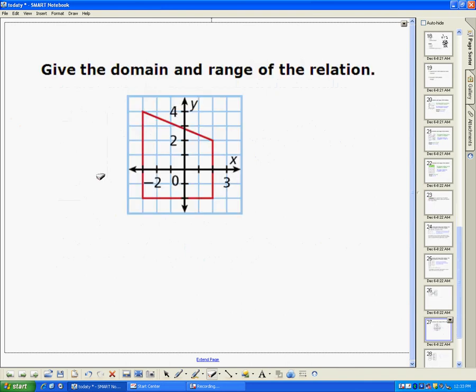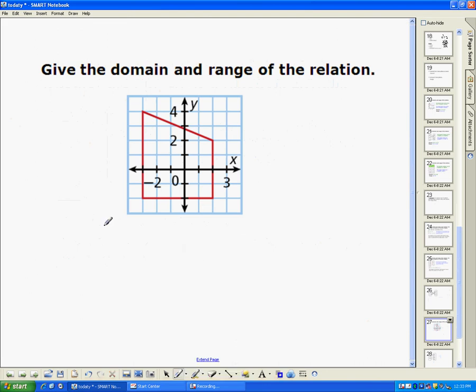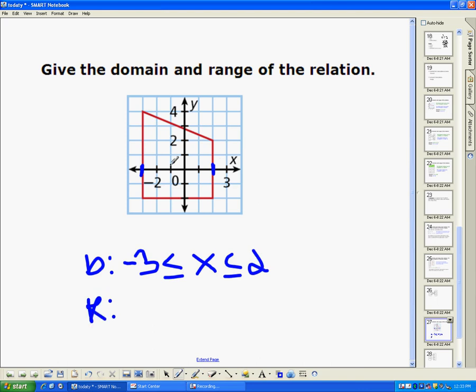And here, looking at this picture, we have a quadrilateral here, and the domain is that x is anywhere between -3 and 2. So I'm going to put -3, that looks awful, and the range is from -2 all the way up to 4. So that is our domain and range.